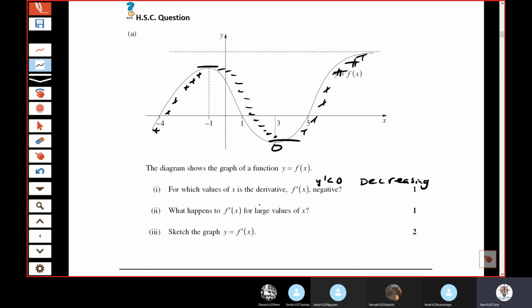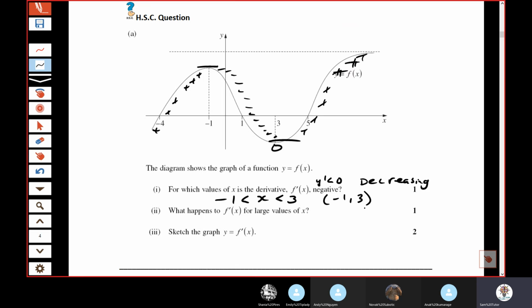Including -1 and 3? No, why not? Because it's stationary. Good work. So you write that, or obviously up to you guys. If you're using your interval notation, you can write that there. Done?